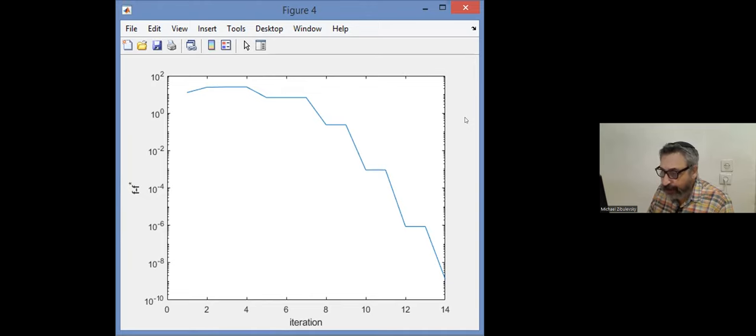So what is on your x-axis? It's just the number of steps. Of the what? I would like to see on the x-axis the number of Newton steps, the Newton step counter. Yeah, this is the number of the Newton step counter. Okay, and now I ask one more question.